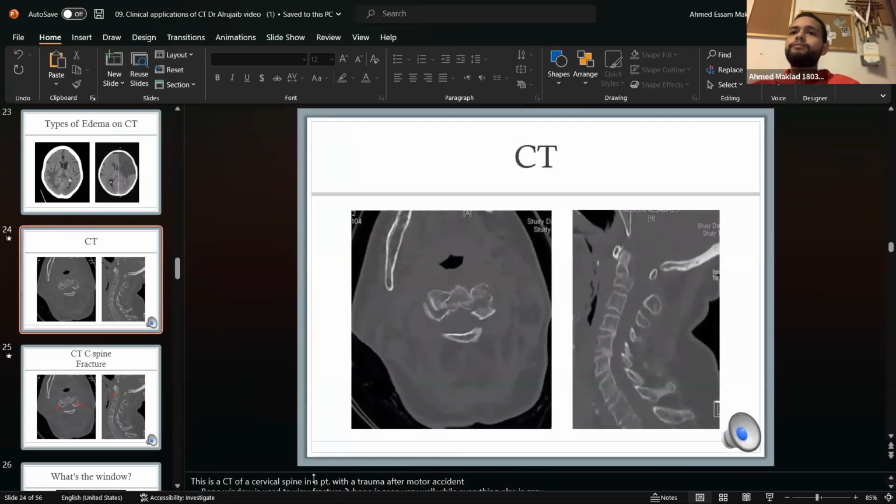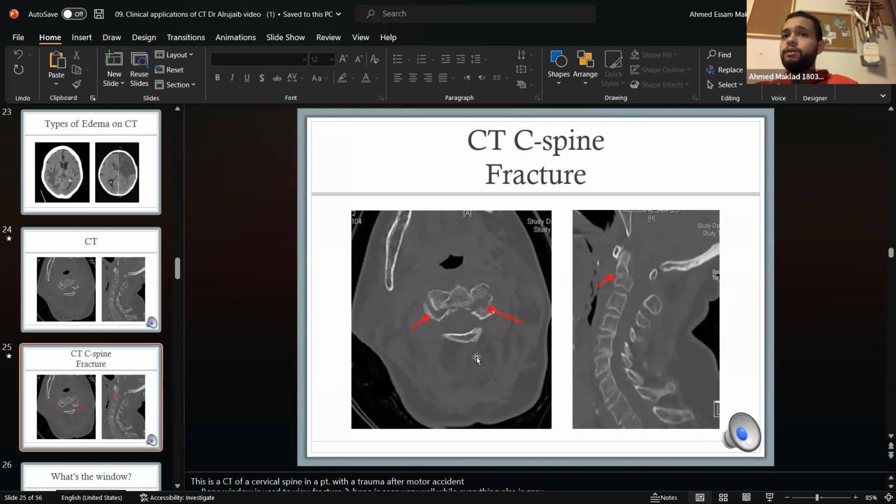All right. Honestly, I feel like this is too advanced for you guys, but this CT basically shows you, this is a spine CT, all right? And it's showing you fractures of the C-spine. You can see that right here, there are fractures, right? You can see that this vertebra right here is also fractured.